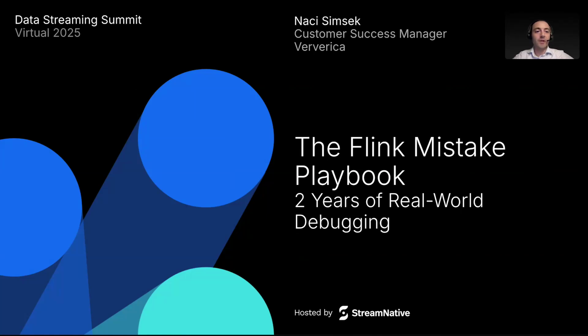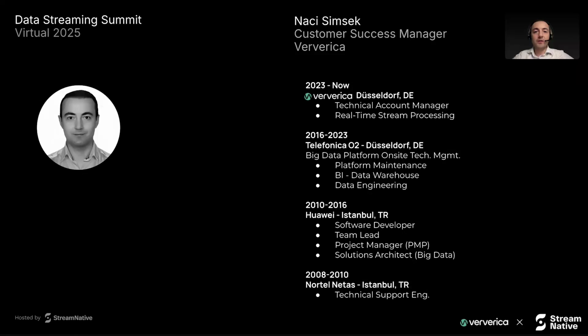So let's get started. So here is a little bit of background on me. I have been working in different organizations, including Huawei, Telefonica, and then the last 2 years at Ververica. And for the last 10 years, I have been working in the data domain, having different kinds of roles, including data engineering, BI, data warehouse engineering, platform maintenance engineering. And then the last 2 years, customer success manager at Ververica. We are supporting our clients in their Apache Flink and also the Ververica product use cases. So let's start our presentation.